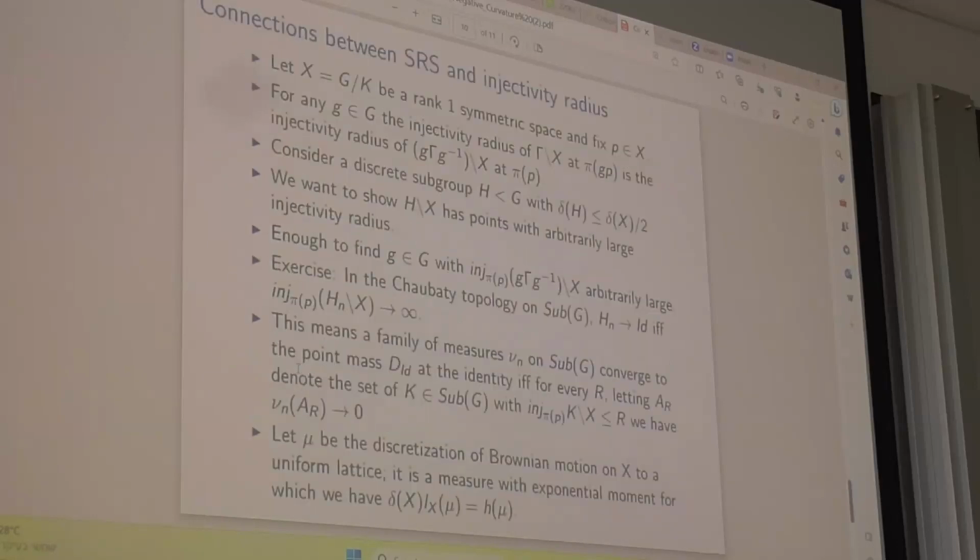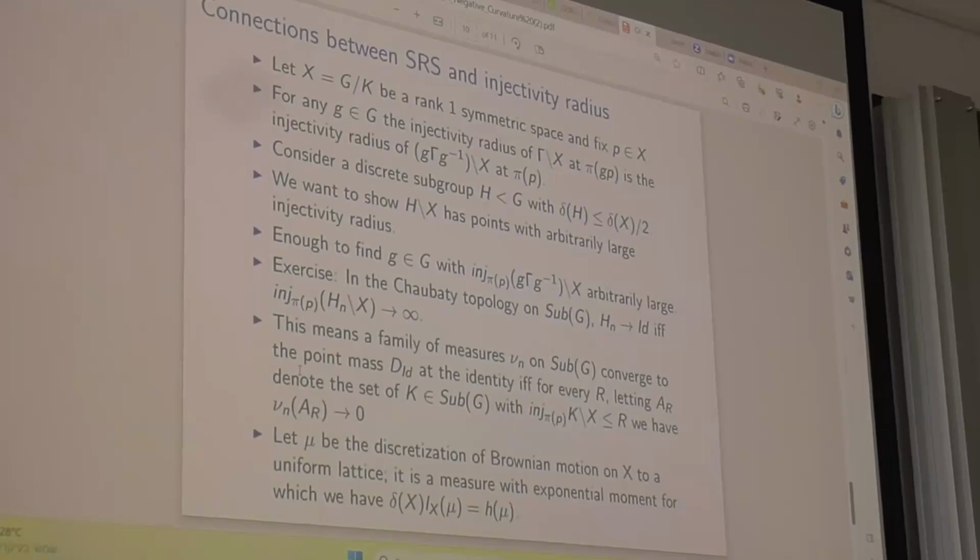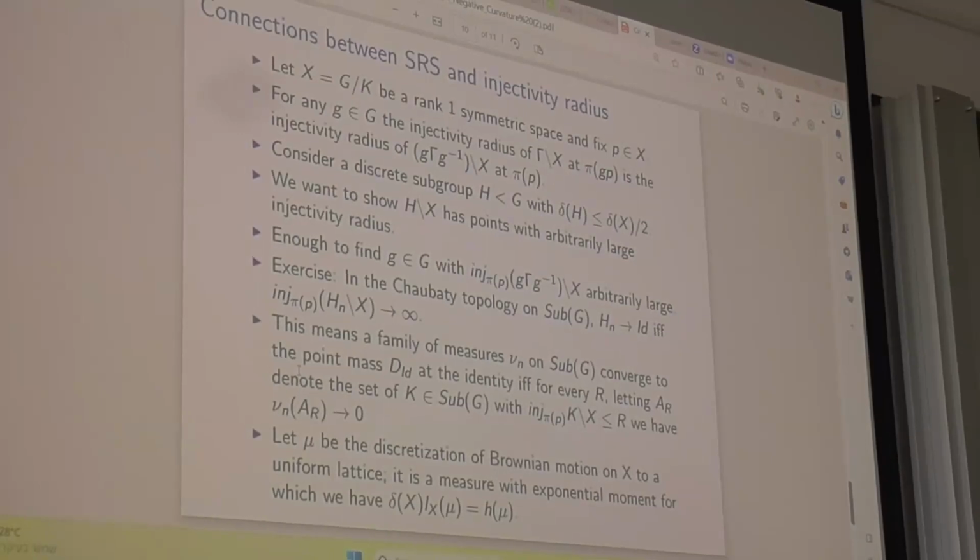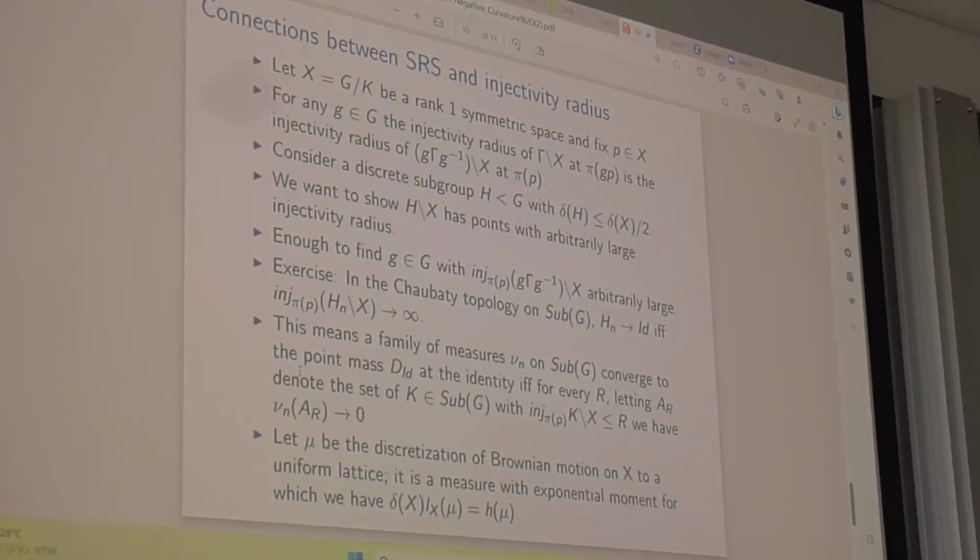Okay, so I stated the theorem for SRS. I stated the theorem for injectivity radius. What do they have in common? What does injectivity radius have to do with stationary random subgroups?